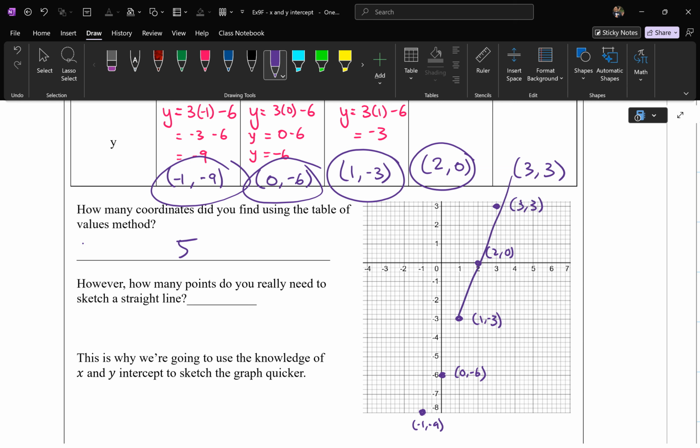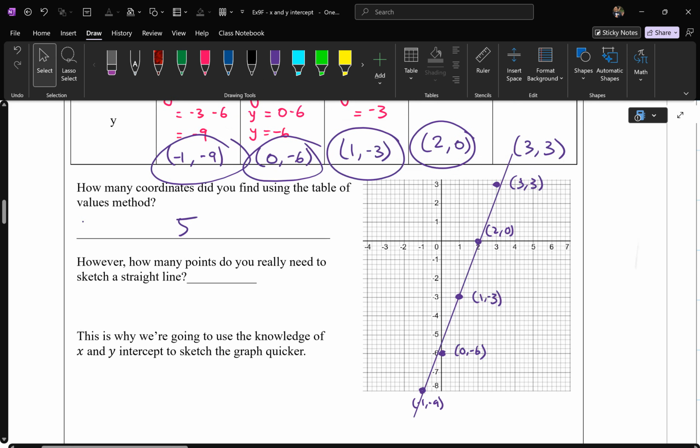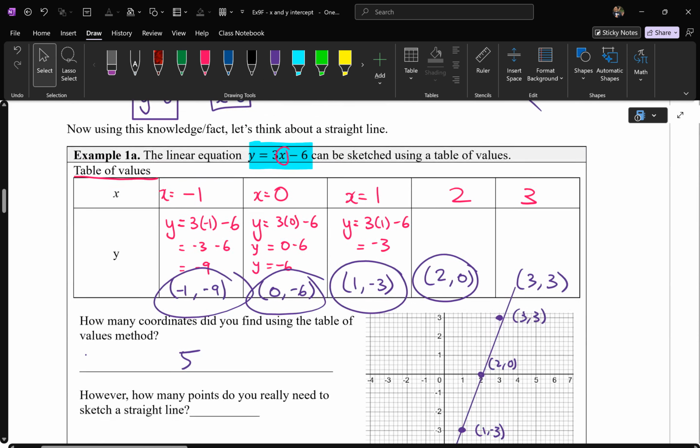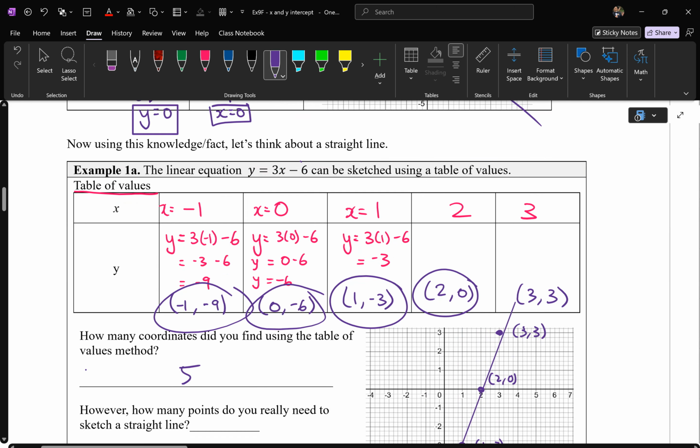Then you use a ruler to sketch that straight line. Okay? Now, that took a very long time just to sketch this equation, which is y equals 3x minus 6. That took a long time to do.